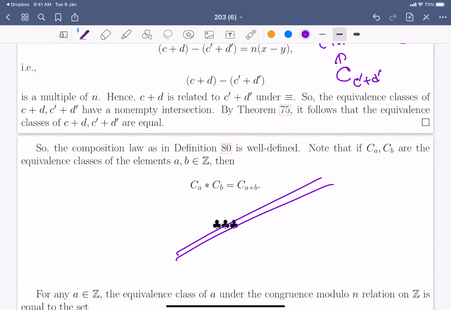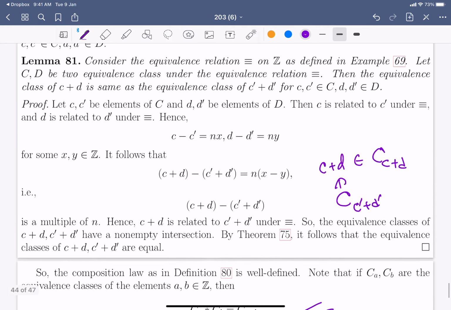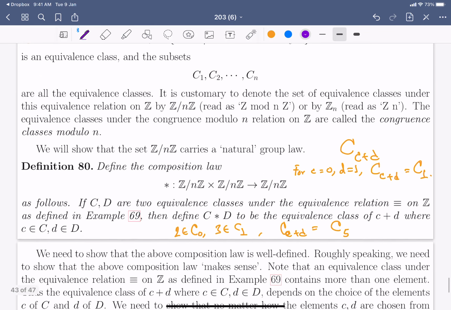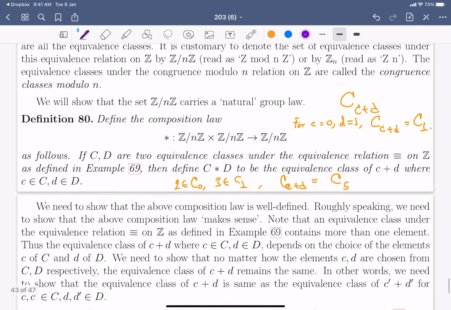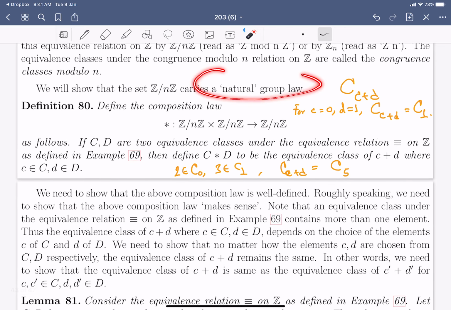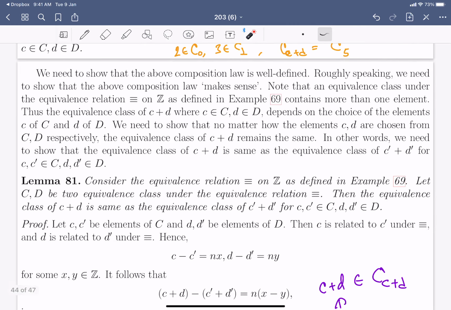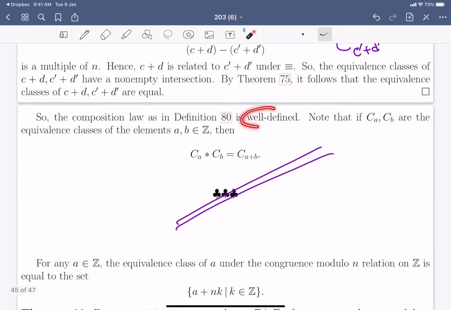Okay, great. So we'll continue with this notion of equivalence classes, and more specifically with the congruence modulo n relation in more detail. As you see, we just claimed a while ago that the set of all equivalence classes under the congruence mod n relation on Z carries the natural group law. So we have defined the, quote unquote, group law. We haven't yet shown that this is a group, so we're still not in a position to call it a group law. So we've defined a map from Z mod nZ cross Z mod nZ to Z mod nZ, and you have also shown that that makes sense.